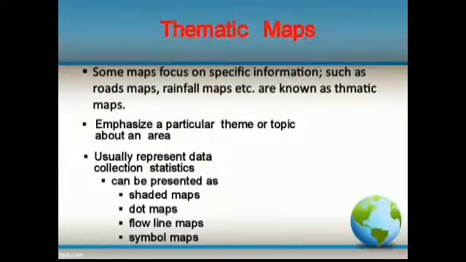Thematic map. Some maps focus on specific information such as road maps, rainfall maps, etc. These are known as thematic maps. They emphasize a particular theme or topic about an area. They usually represent data collection statistics like population. These can be represented as shaded maps, dot maps, flow line maps, symbol maps.